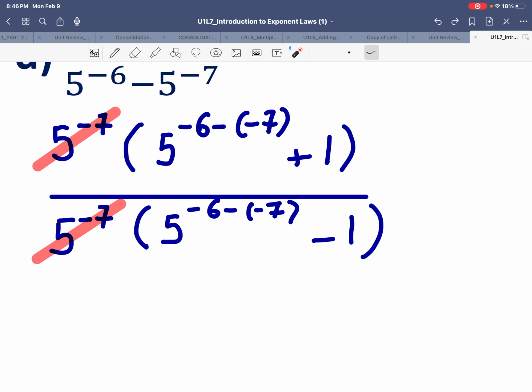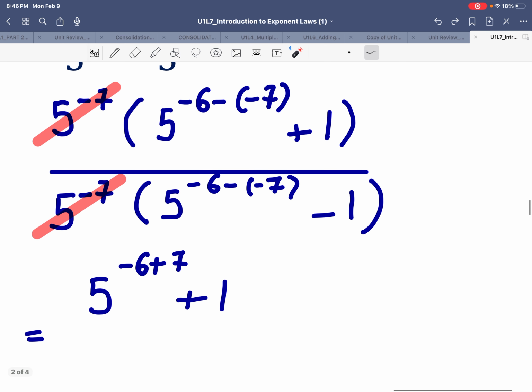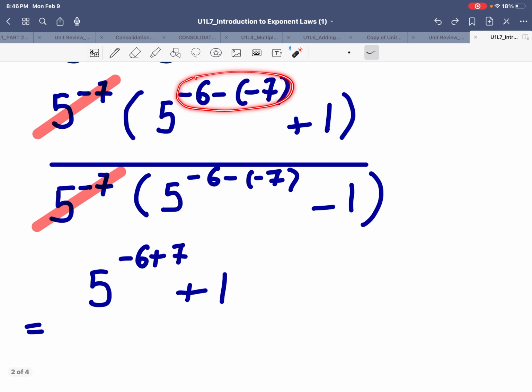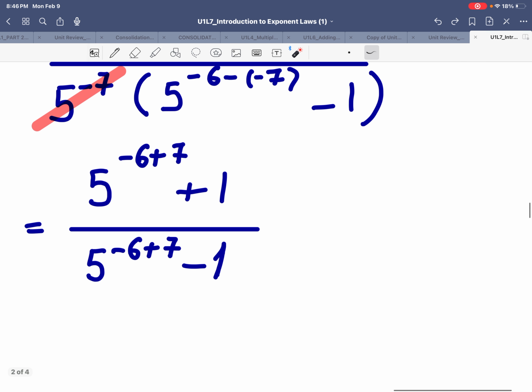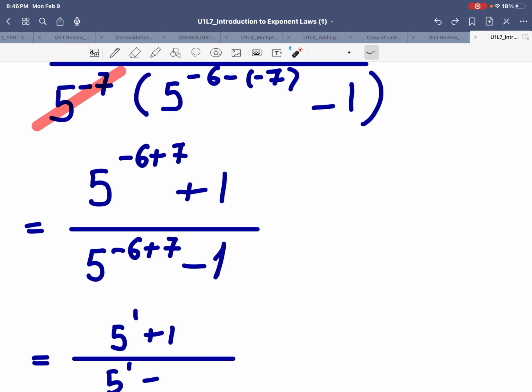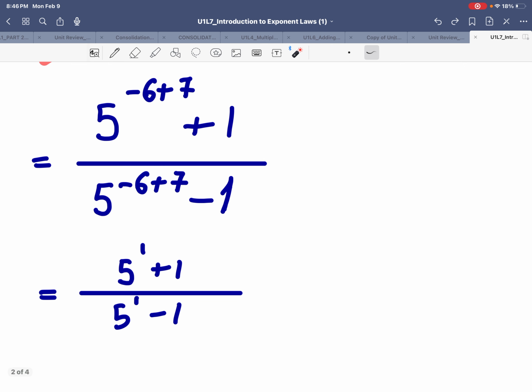So here we have negative 6 plus 7. That's going to be equal to 5 to the power of negative 6 plus 7 plus 1. And I'm taking all the steps here. By all means, go for 5 to the power of 1 directly here. And down in the denominator, we have 5 to the power of negative 6 plus 7 minus 1. Simplify some more. We have 5 to the power of 1 plus 1 over 5 to the power of 1 minus 1. And that will give us 6 in the numerator.